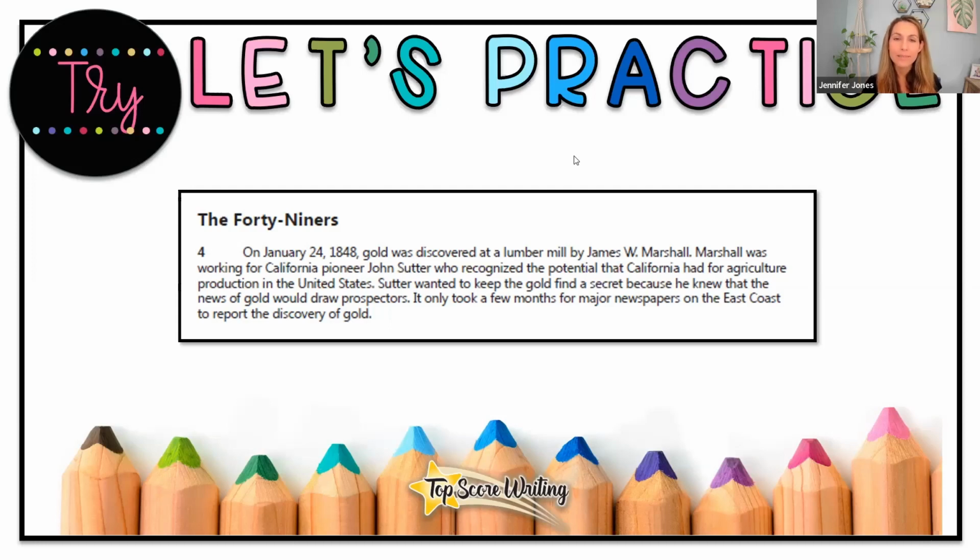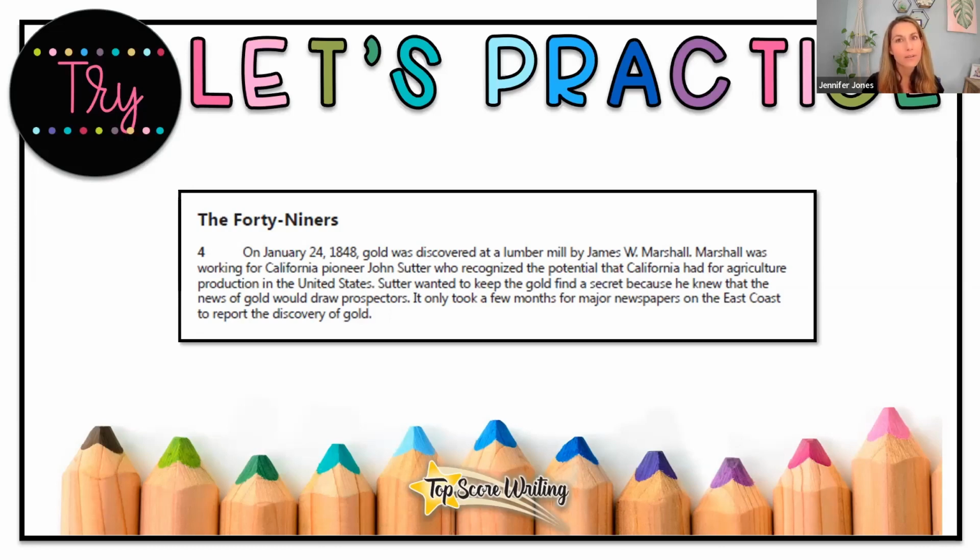All right, everyone, so let's go ahead and review. What was this paragraph about? Well, it's mostly about how gold was discovered at a lumber mill that was owned by James W. Marshall. James W. Marshall was working for a California pioneer named John Sutter, who thought that California had some potential to be an agricultural center for the United States.